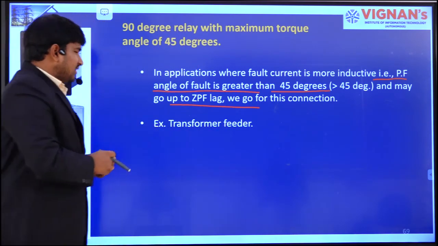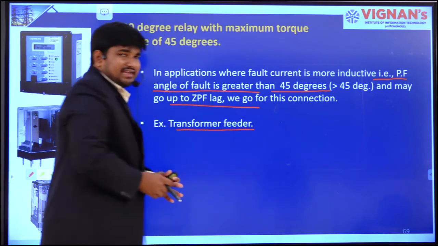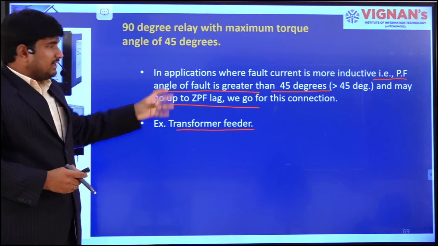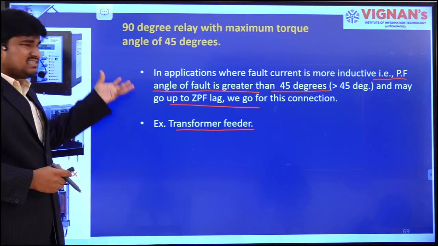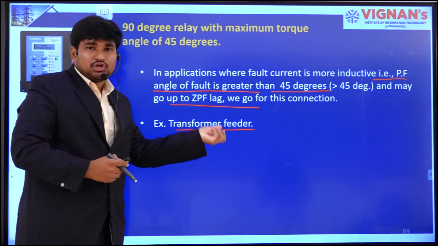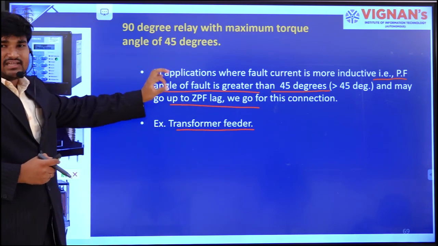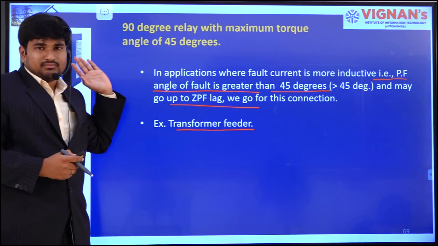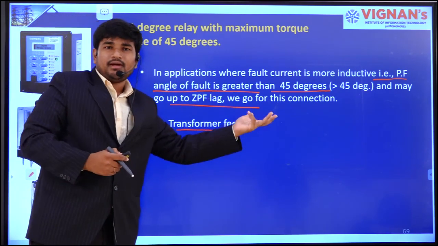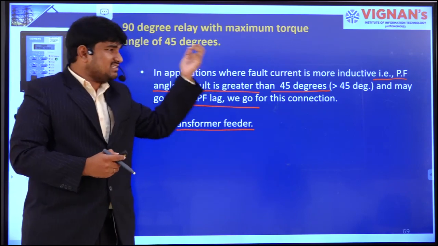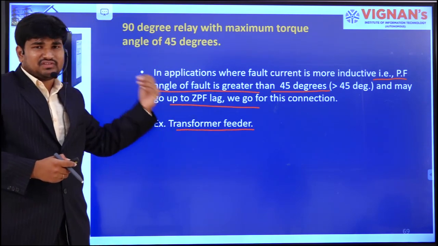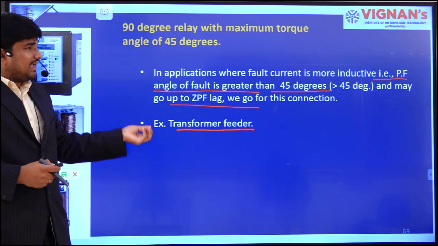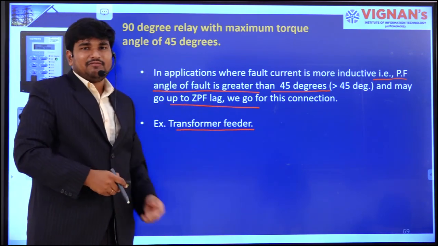In the case of a transformer feeder, we use this type of connection, right? So these are the two types of connections to get leading current. In two cases we have observed the current is leading the voltage which is given to the voltage coil. So with these two connections, we achieve the leading current, hence the directional over current will be.